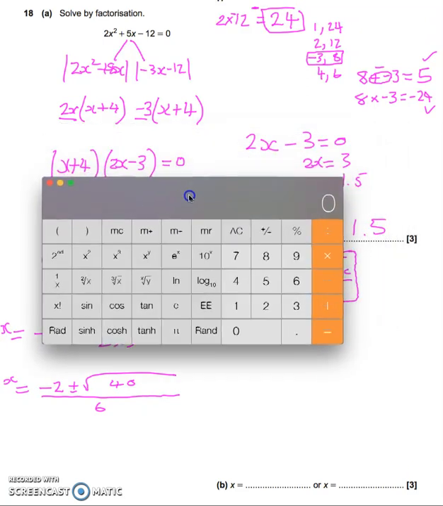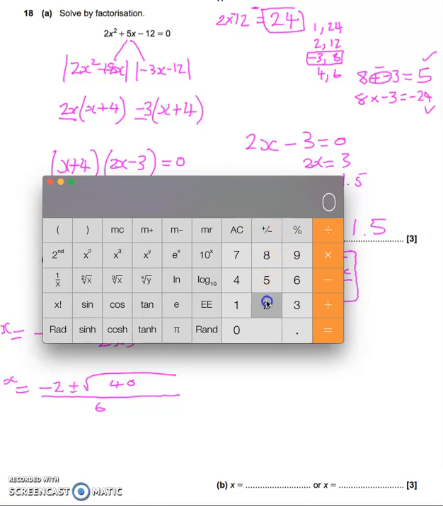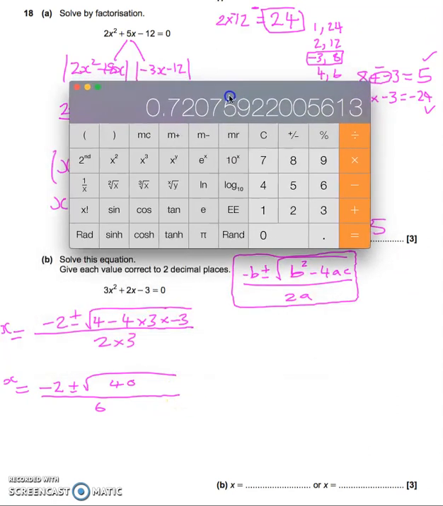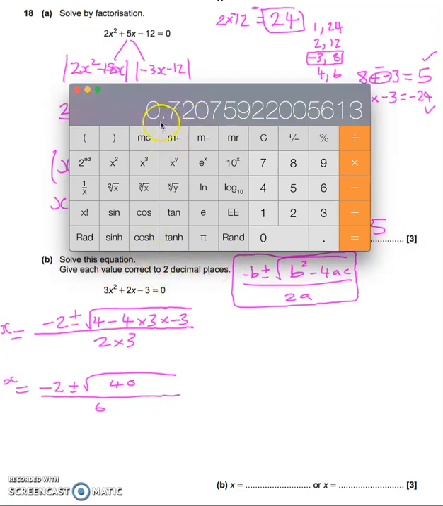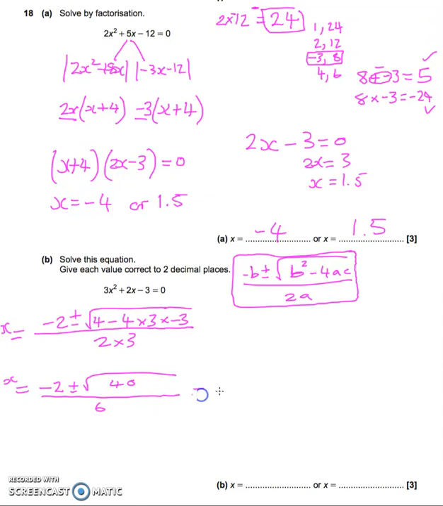So I bring my calculator in. What I've got is minus 2 plus root 40, square root of 40, equals, and I'm going to divide that by 6, and that gives me 0.720, and we need to do it to 2 decimal places. If I remember, there we go, 2 decimal places, so 0.72 to 2 dp. There we go. So that's one of our solutions.